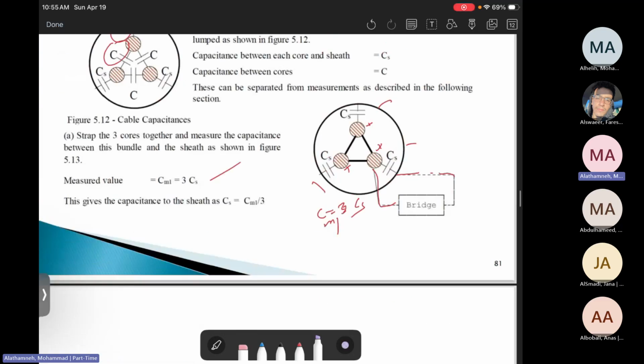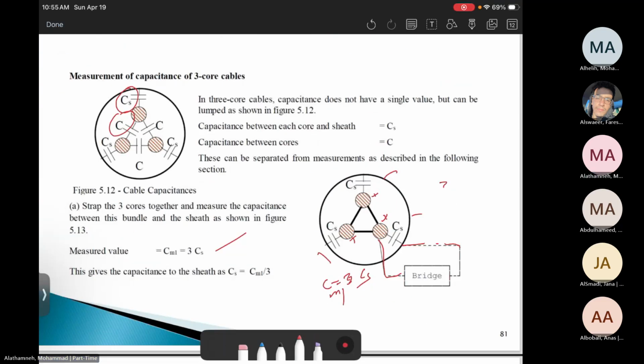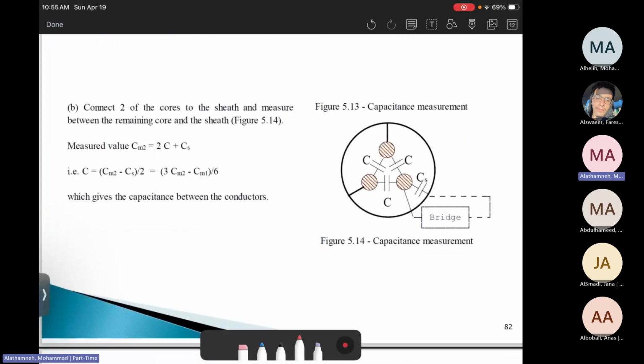The second thing is, let's short the phases. The previous one we did was the three-phase connected, while we keep the others the same. Here, we connect each phase to the ground. Then the measured value that we can calculate is basically 2Cm plus Cs.